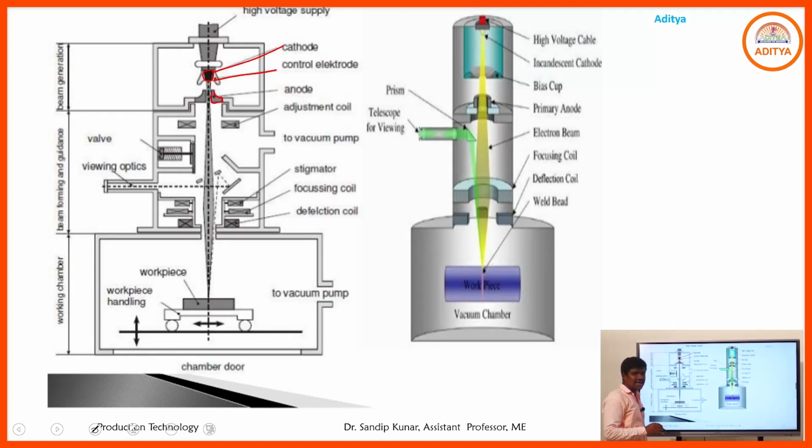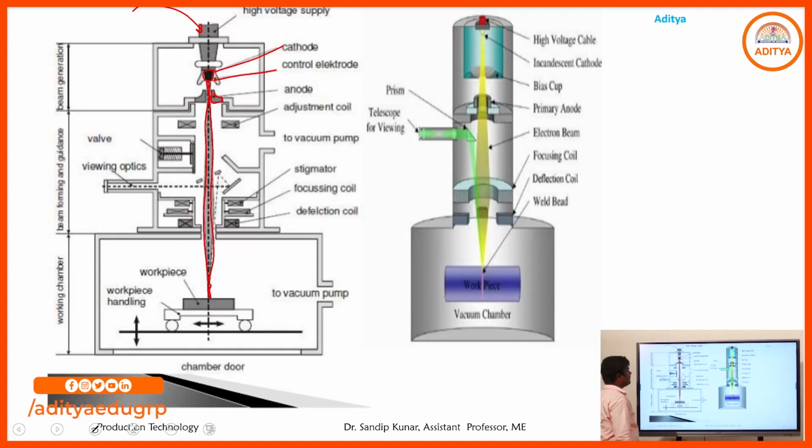In the anode and cathode we have connected the power supply. When we connect that power supply, a very high voltage is applied between the cathode and anode. Due to the high voltage, the filament will be heated, and the electrons are emitted, which is also called the electron gun. Due to that, a very high velocity electron beam will be generated and strike the workpiece.